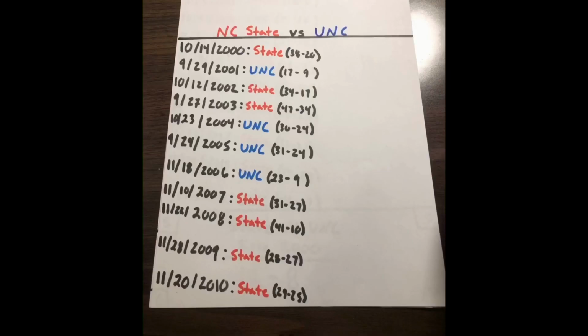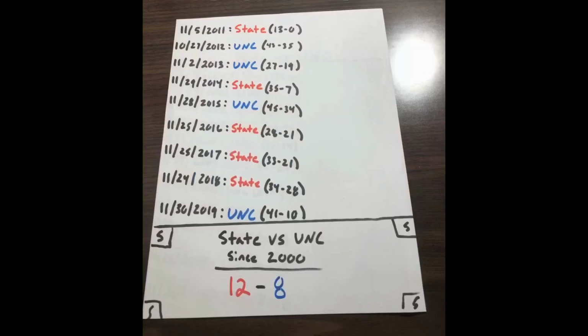These are the results of NC State versus UNC football from over the last 20 years, and it looks like we're up 12-8, so a little validity to the pedigree. Go Pack.